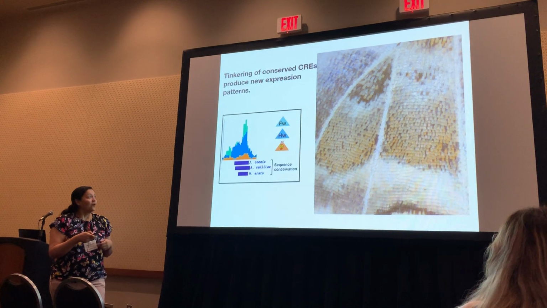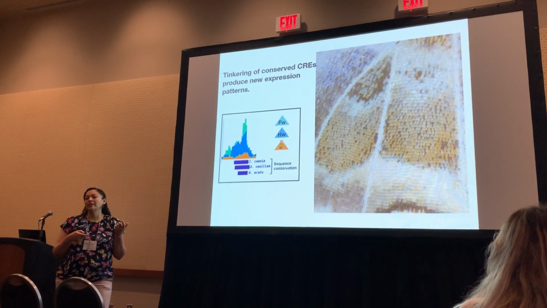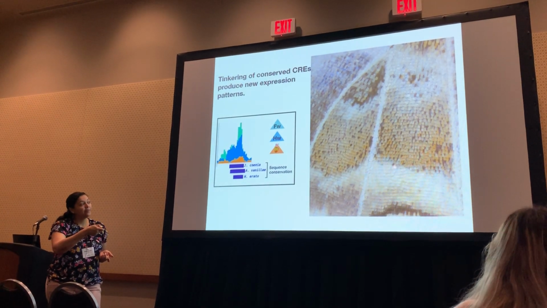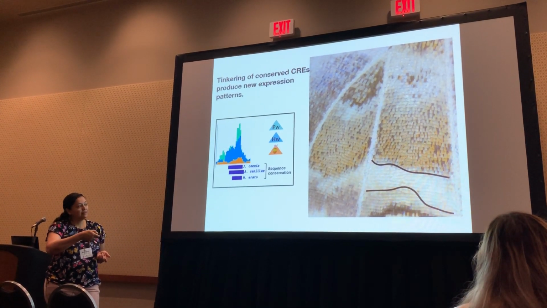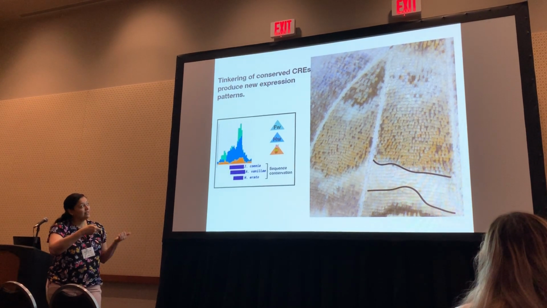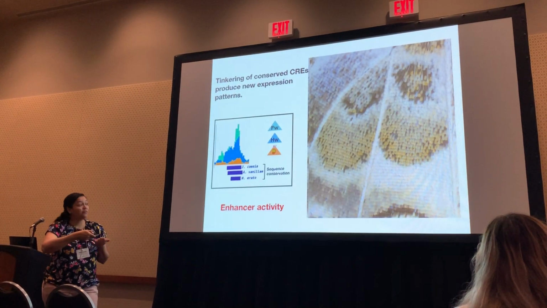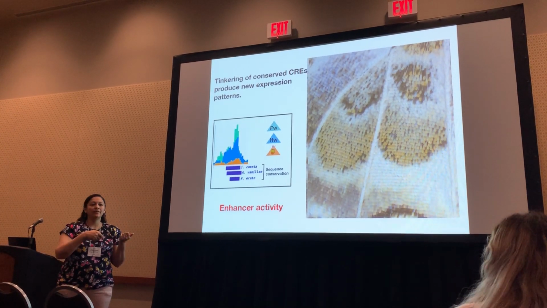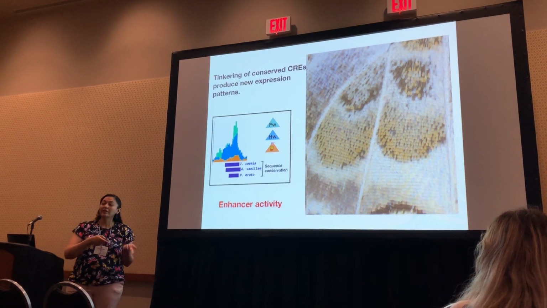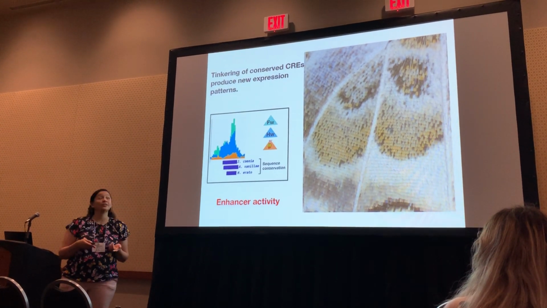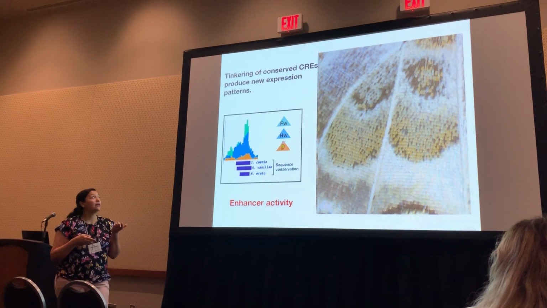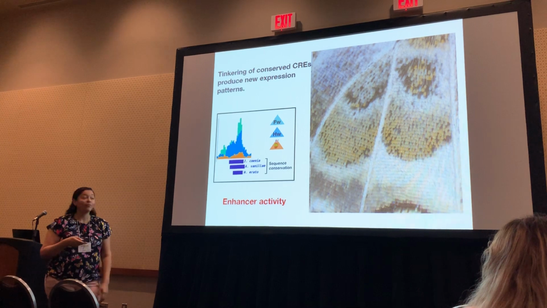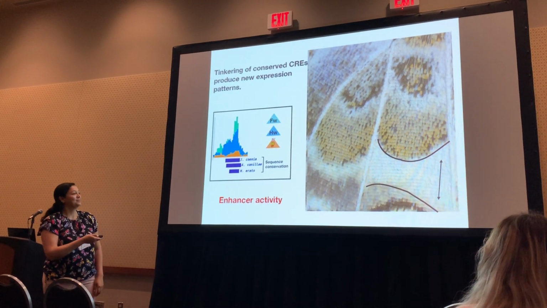Now, when I knock out the homologous region in the painted lady butterfly, again, the decorations here, we have this small space, and when I knock out this element that is the same as before, it is actually acting as an enhancer. So the same element that in one species is acting as a repressor, in this species is acting as an enhancer. So tinkering of these conserved regions is producing new functions in the butterflies, which is really cool.